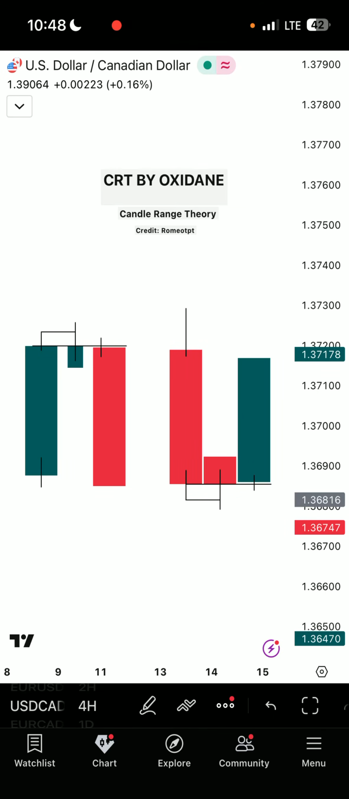Welcome to today's class. Today let's talk about CRT, which is known as candle range theory. I always do my best to break it down to the simplest form, like I teach it as if it's ABC, you understand? So the first thing here, you can see the diagram, right?